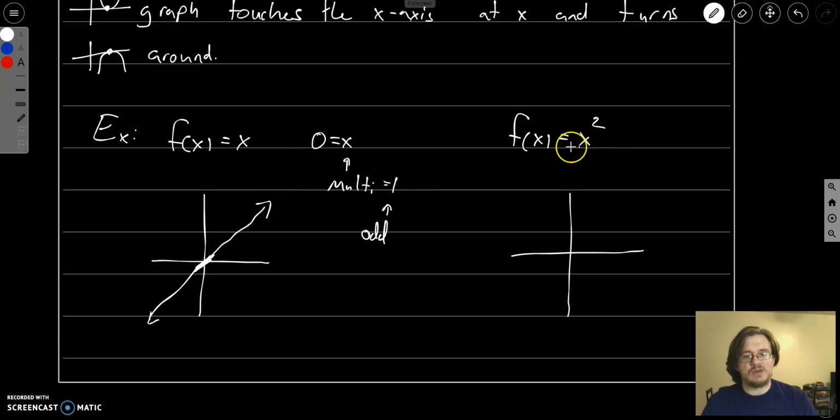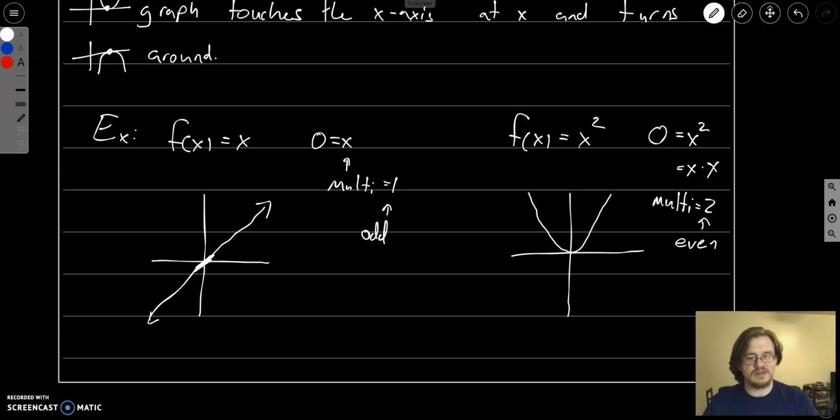However, if we look at f of x is equal to x squared, and we were to solve for the roots, we see that 0 is equal to x squared. So 0 is going to be a root of this twice, since x squared is just going to be x times x. We have two roots of 0. So the multiplicity is going to be 2, which is an even number. So when we draw the graph of x squared, we know that it does something like this.